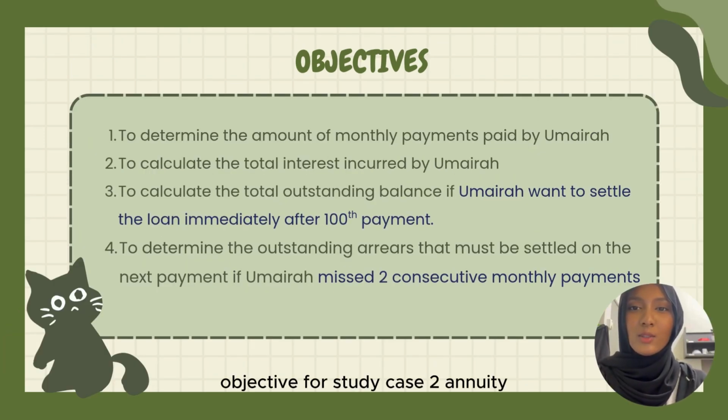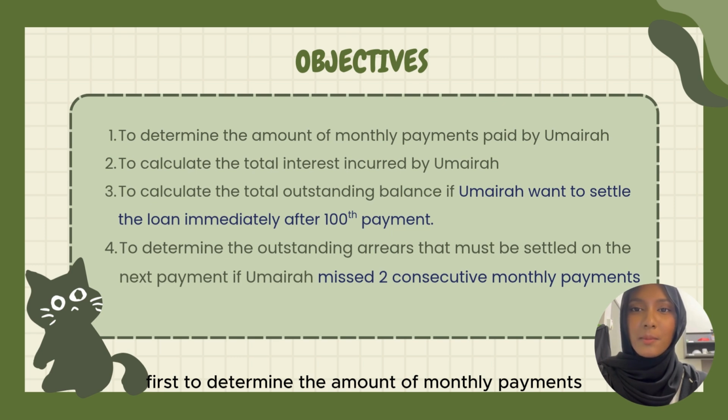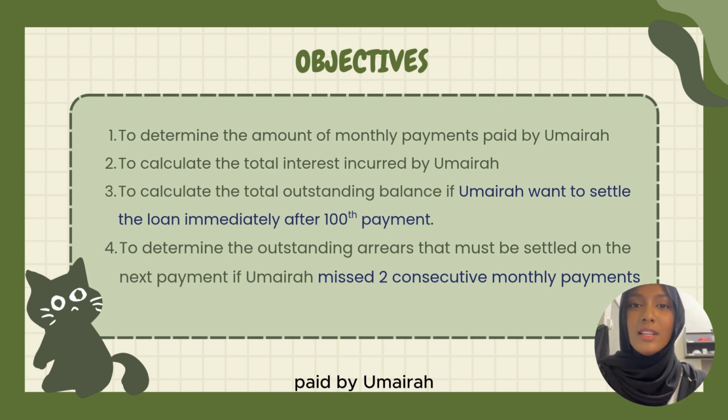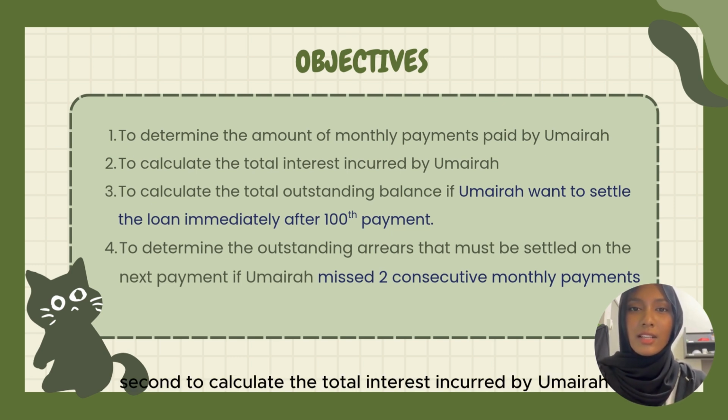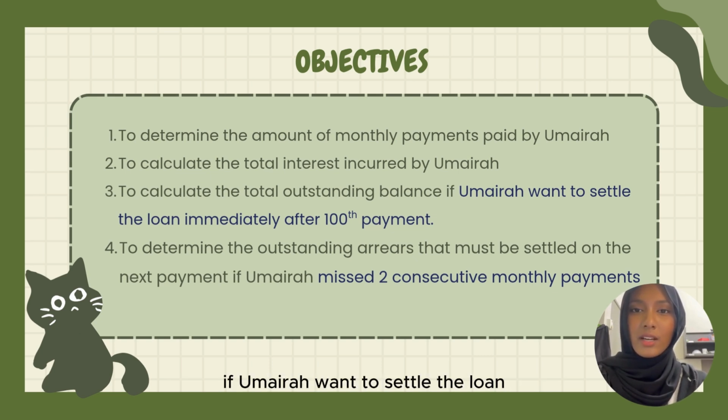Objective for case study 2, annuity. First, to determine the amount of monthly payments paid by Umairah. Second, to calculate the total interest incurred by Umairah. Third, to calculate the total outstanding balance if Umairah wants to settle the loan immediately after 100 payments. Fourth, to determine the outstanding arrears that must be settled on the next payment if Umairah missed 2 consecutive monthly payments.